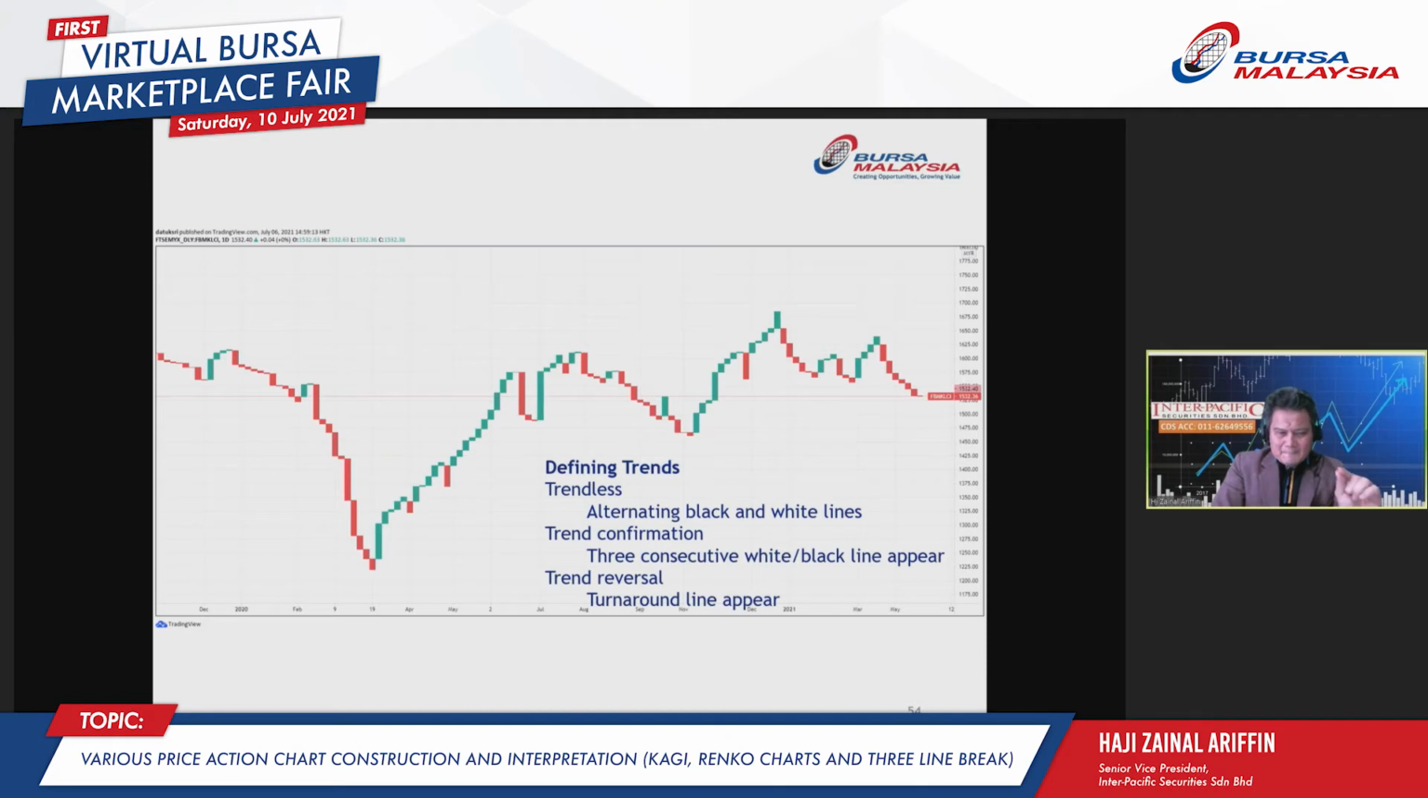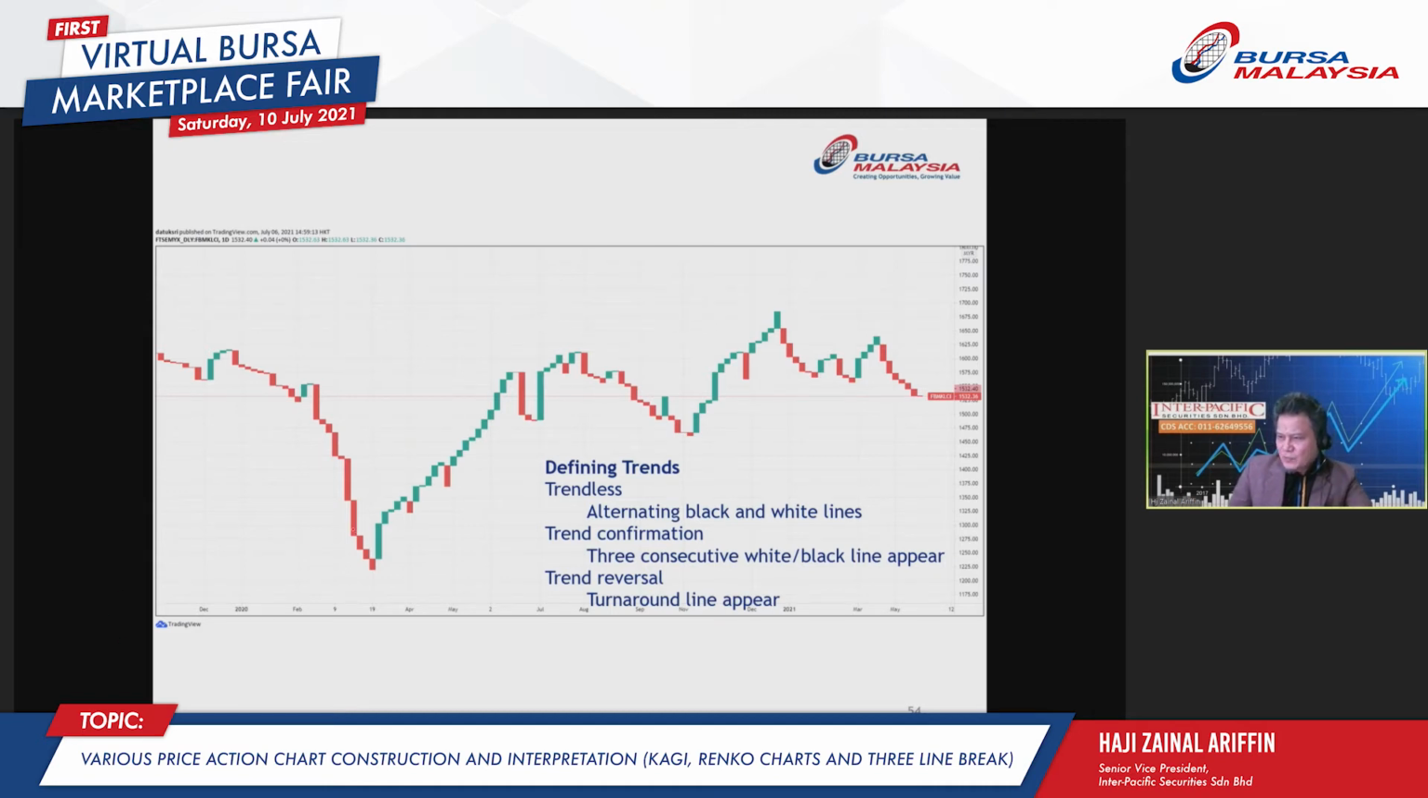Okay, trend confirmation. How to determine the trend confirmation? Trend confirmation is when three consecutive white or black lines appear, or the trend reversal when the turnaround line appears. Now, is there any trendless side here? Not really. Okay, trend confirmation means that three consecutive white lines appear.